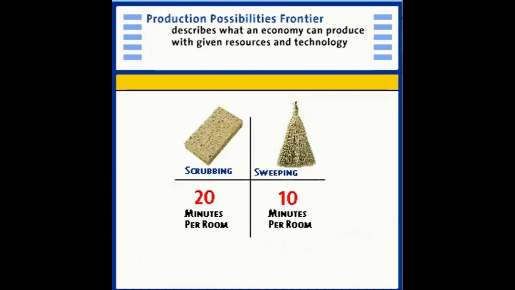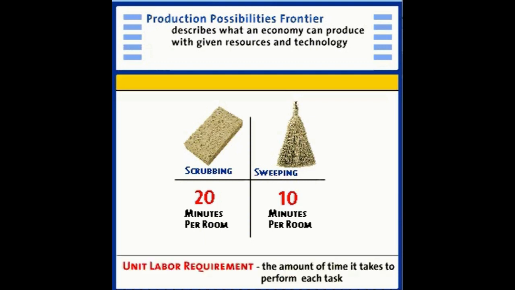The first thing that we want to do is explore Bernie's technology. That is, what is Bernie able to do? Well, let's look. Bernie takes 20 minutes to scrub one room. Bernie takes 10 minutes to sweep one room. In economics, we call these numbers the unit labor requirements, how much time it takes for Bernie to perform each of these tasks. And the unit labor requirements describe Bernie's productivity.